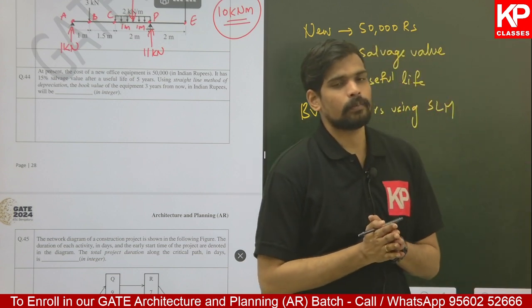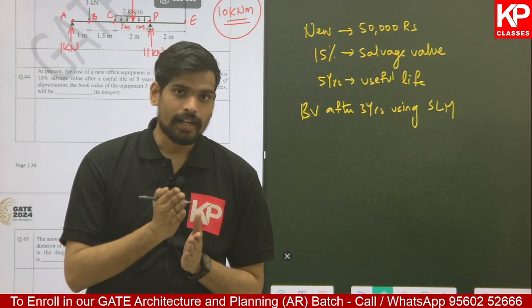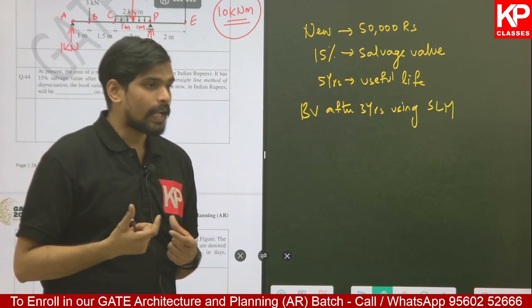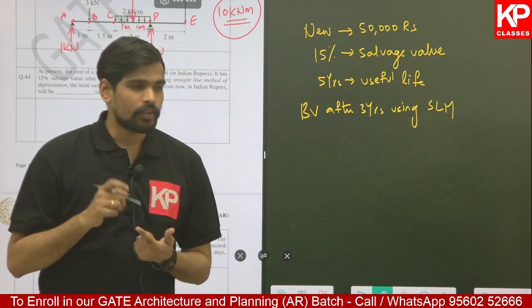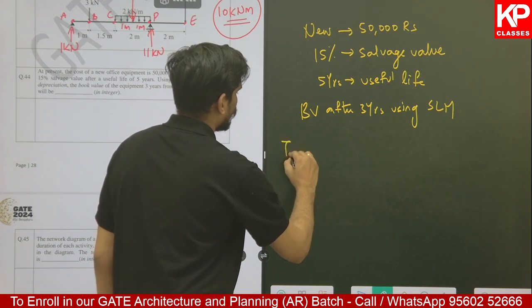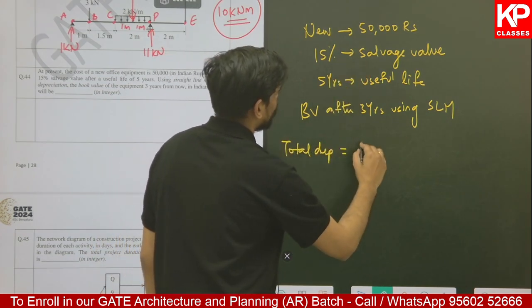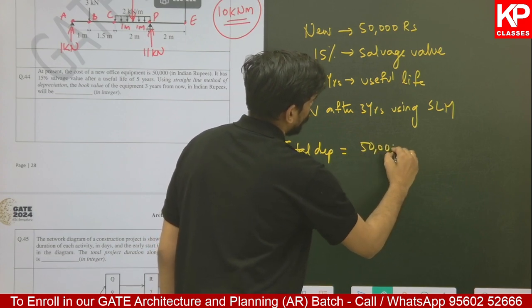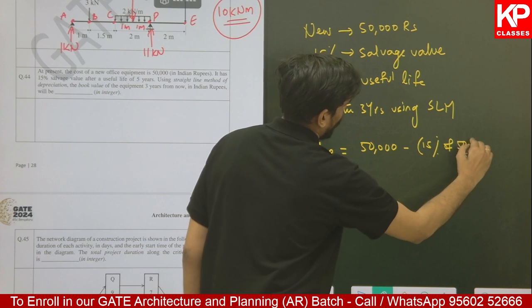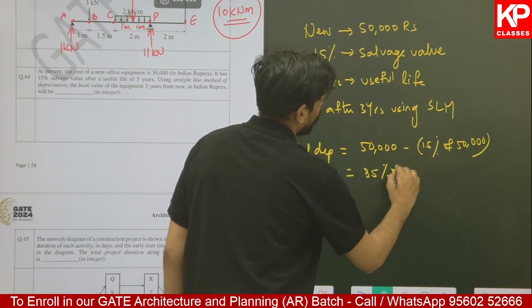So, how can you find out book value? Book value is the value of an asset after accounting for the accumulated depreciation. For that, how can you find the accumulated depreciation by the straight line method? First, you should find out the annual depreciation. So, firstly, let us find out the total depreciation. Total depreciation is equal to 50,000 minus the scrap value, that is 15% of 50,000. So, this will come out basically to be 85% of 50,000.